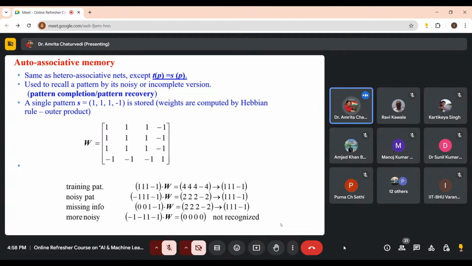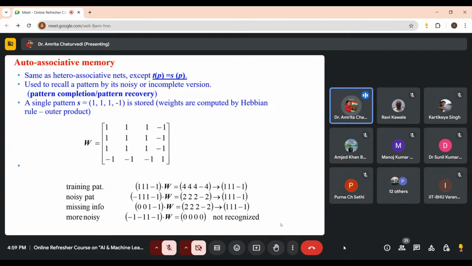Now you apply the activation function. So for all the positive values, you get 1. For the negative value, you get minus 1. So 1, 1, 1, minus 1. So this means that even if one value's sign is reversed, that is, noise has been added, still it is recognizing the input value.